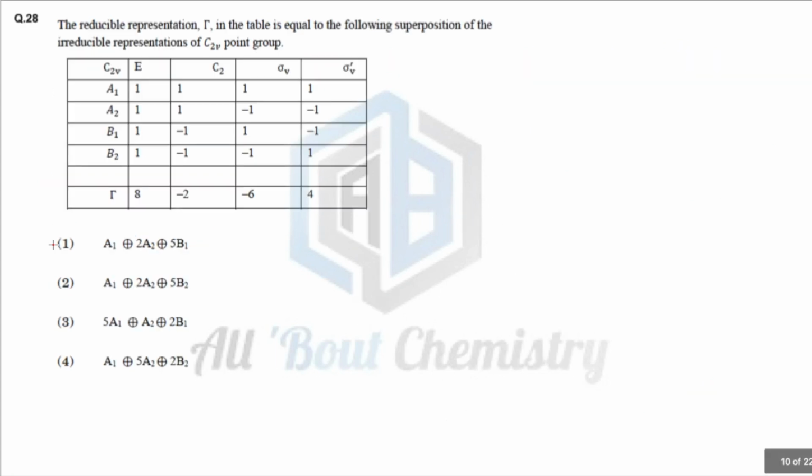Alright, now this particular question is from group theory and it's basically from your character table. It says the reducible representation lambda in the table is equal to the following superposition of irreducible representations for the C2v point group. A1, A2, B1, B2 are given to you, and the reducible representation is given to you. They are asking about the irreducible representations, right? So how will we do it, so we'll calculate, you know, all that, how we calculate it, right?